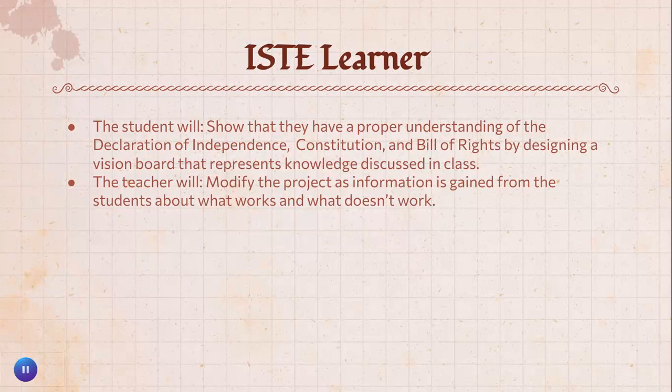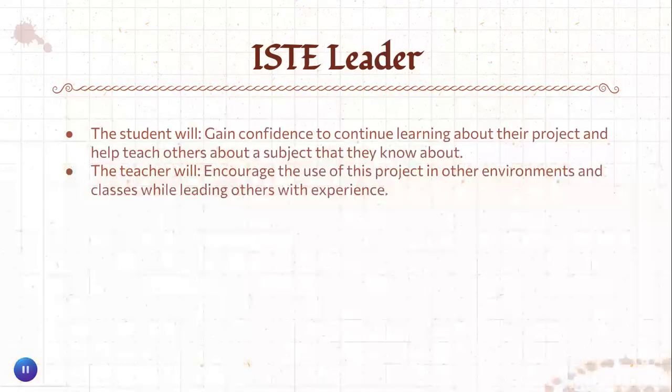So let's move into the standards. Learner. The student will show that they have a proper understanding of the Declaration of Independence, Constitution, and Bill of Rights by designing a vision board that represents knowledge discussed in class. And I, the teacher, will modify the project as information is gained from the students about what works and what doesn't work. So this gives me the freedom to learn about why the project works and what aspects of the project needs to be improved, and I can make those adjustments as needed.